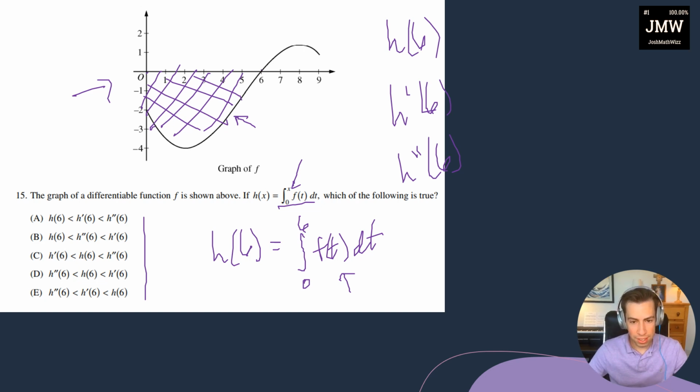So what that means is that h of 6, even though I don't know what it is, I at least know that it is negative. And hopefully you can see how that's a negative area.